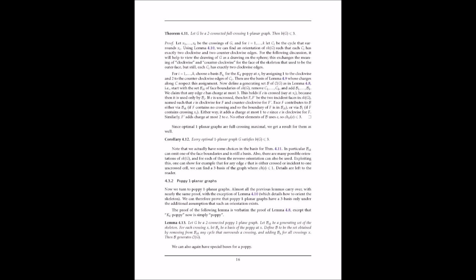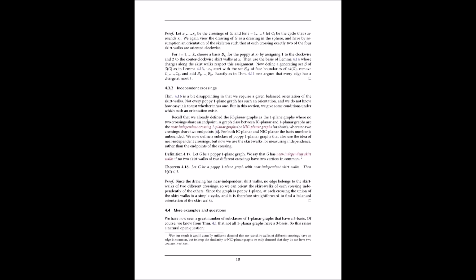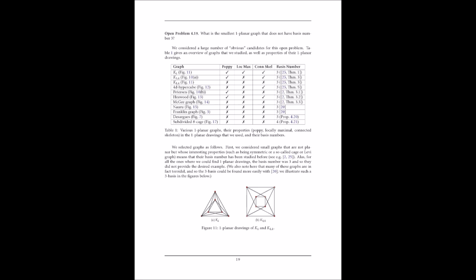We take the generating set for the skeleton's cycle space, the one that excludes those crossing surrounding cycles, and we combine it with the carefully chosen bases we just created for each poppy. This merged set of cycles gives us a generating set for the entire poppy 1 planar graph. We're merging those separate pieces, the skeleton's generating set and those poppy bases, into one big set.